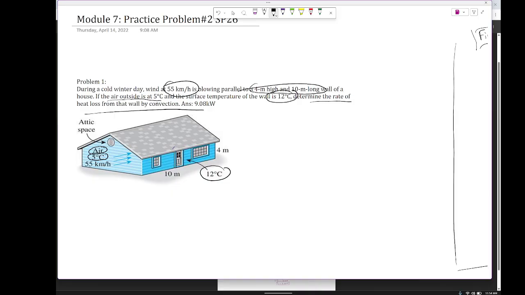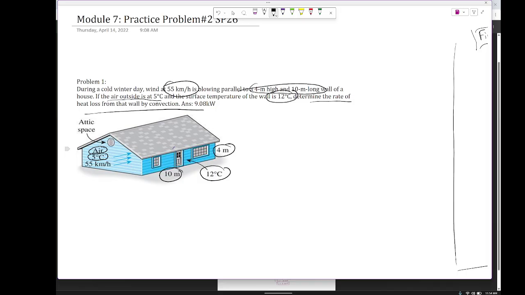All right. When the air is coming on the side of the house that you're seeing, the side dimensions are given as 4-meter by 10-meter, right? You'd expect this to be external flow. Air is flowing over this side of the house, right? So the area of that house side is 4 times 10, which is 40 square meters. That's the area. Now, you're trying to find the Q value for that side of the house.